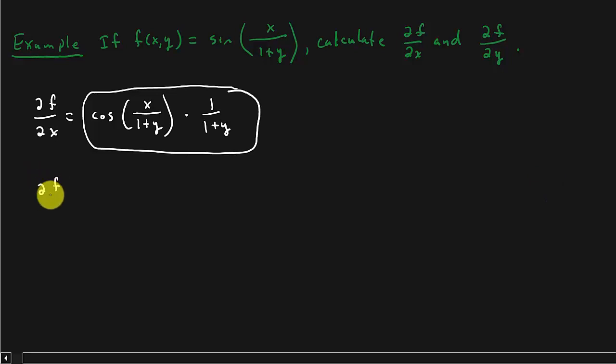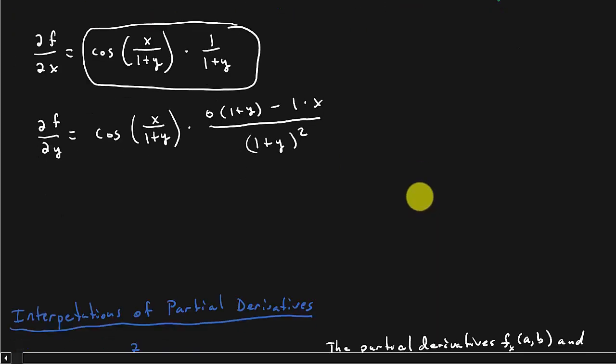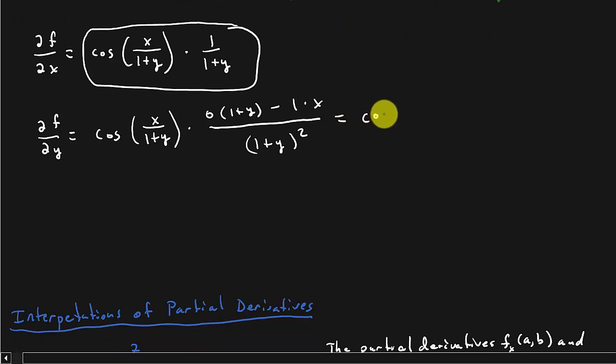Now, let's find the partial of f with respect to y. All right, so derivative of sine is cosine x over 1 plus y times the derivative of what we're taking the sine of. So here I'm going to need to use the quotient rule. So the quotient rule, derivative of the numerator, which is 0, derivative of x is 0, because remember, x is treated like a constant. So derivative of the numerator times the denominator minus the derivative of the denominator. So the derivative of 1 plus y is just 1. Derivative of 1 is 0. Derivative of y is 1 times the numerator. And this is all over the denominator squared. And so this is going to give us cosine x over 1 plus y times negative x over 1 plus y squared.